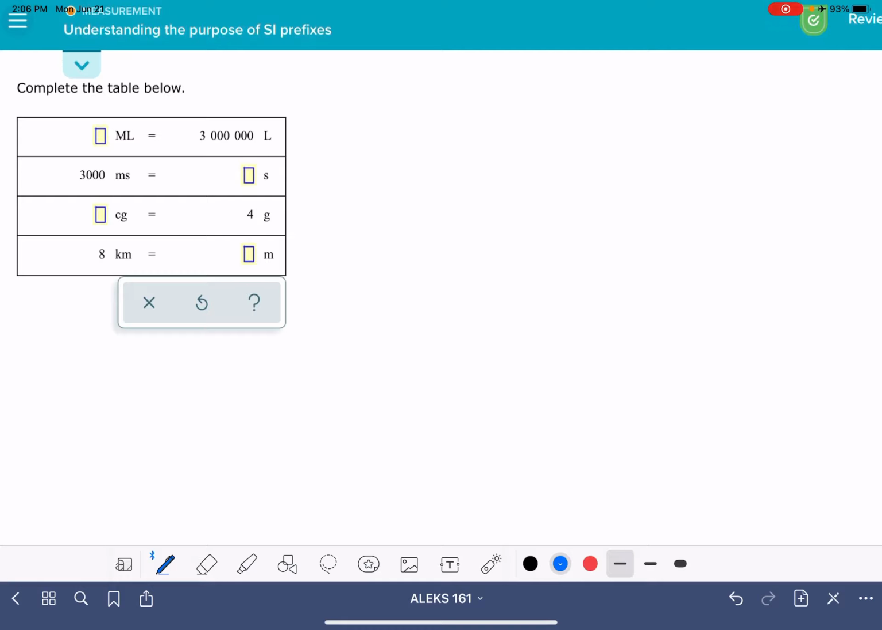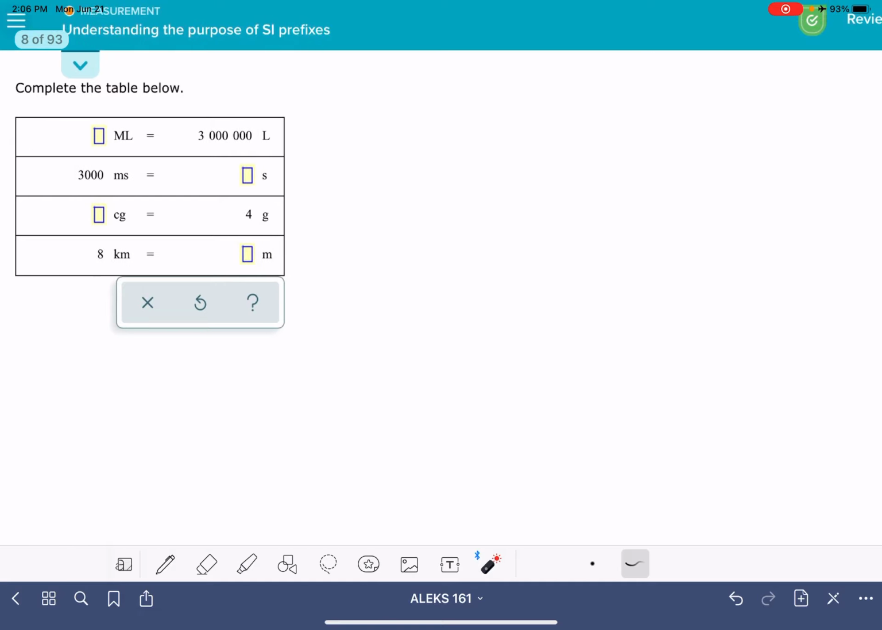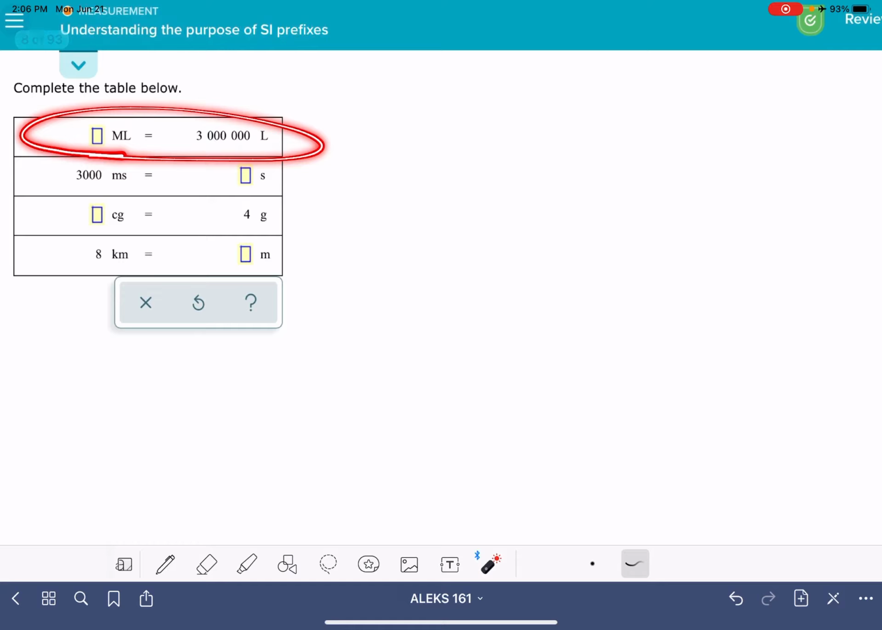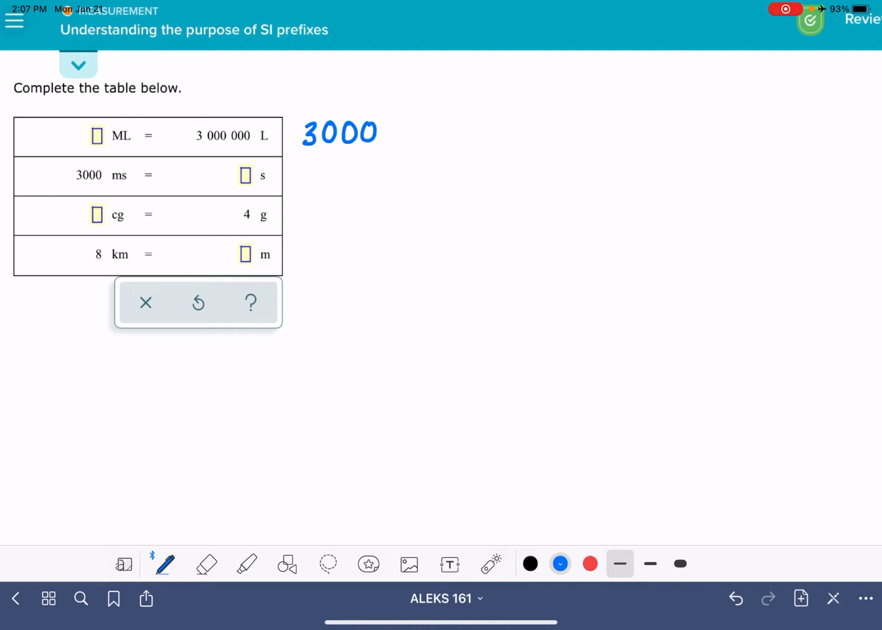I'm going to show you how to set this up and work this out if you're unfamiliar with the prefixes used in the metric system and you're struggling with this problem. What we want to do is treat each one of these like an individual unit conversion problem. That means we start by writing out the number and the unit that we know. In this case, it would be the 3 million liters, or for this problem, the 3,000 milliseconds, or the 4 grams, or the 8 kilometers. Whatever number has been given to us, we'll start by writing out that whole number, including its unit.